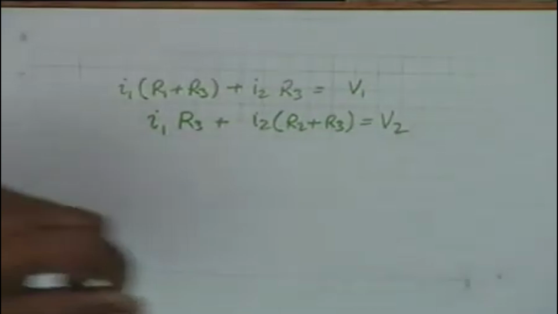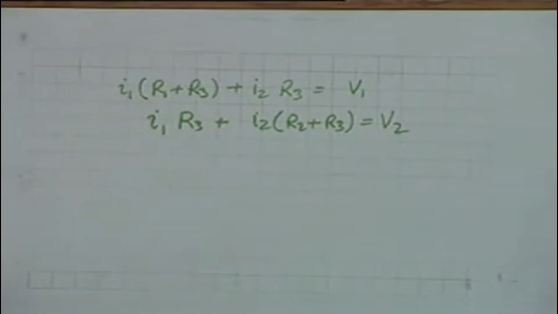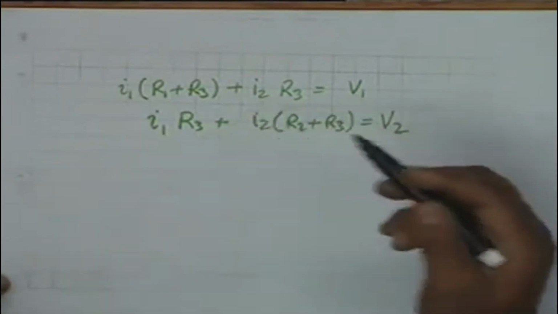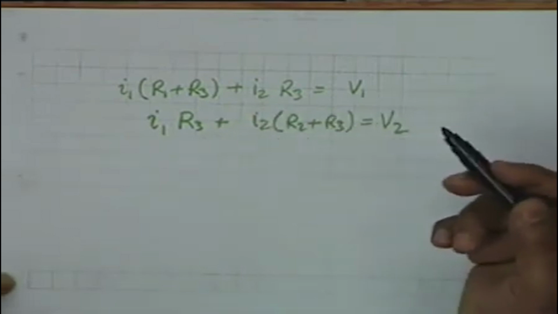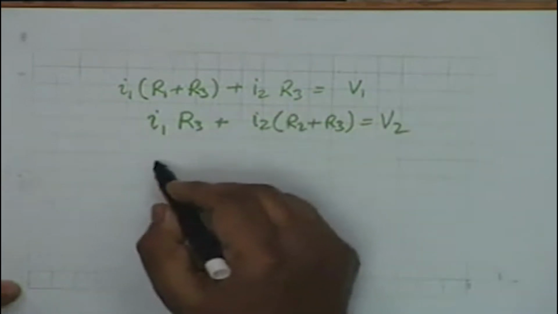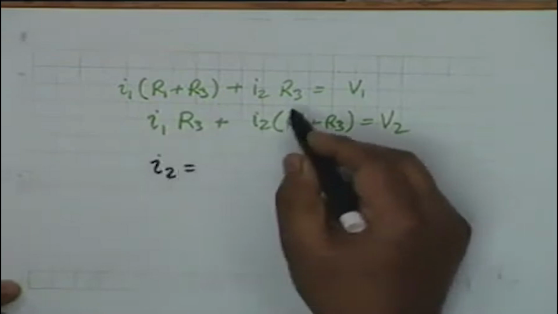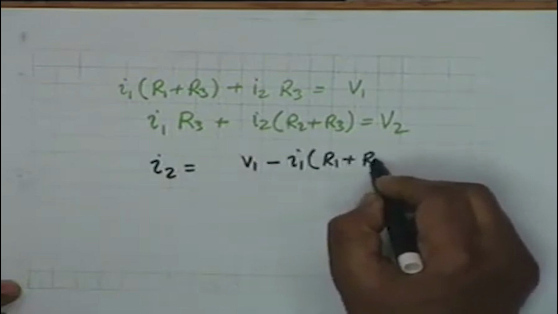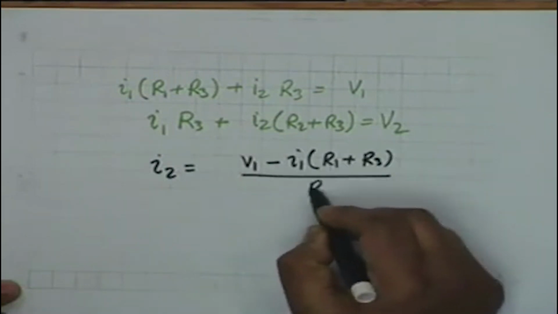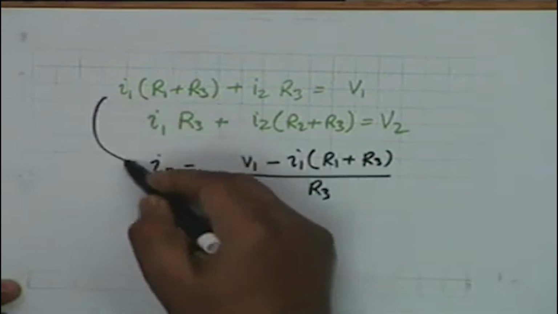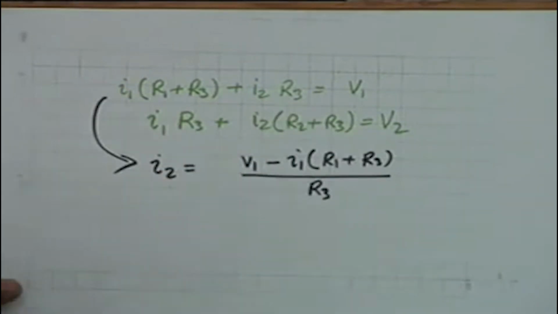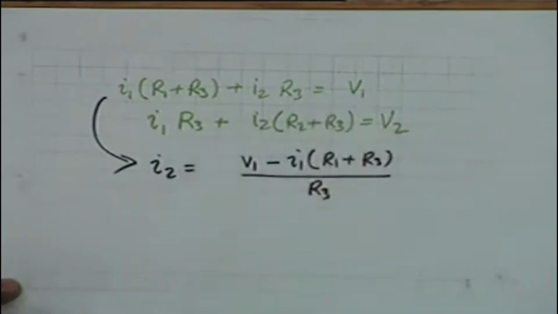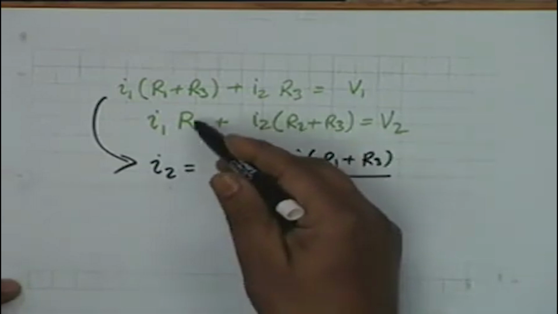One of the simple minded ways of solving this would be to eliminate one of the variables. There are two variables, I1 and I2, so you eliminate one of them. For example, from the first equation you could write I2 as equal to V1 minus I1 times R1 plus R3, the whole thing divided by R3, and substitute this in the second equation.